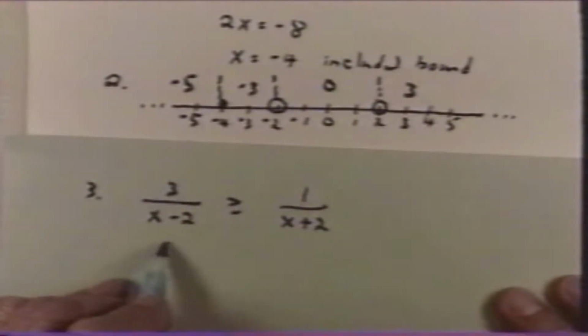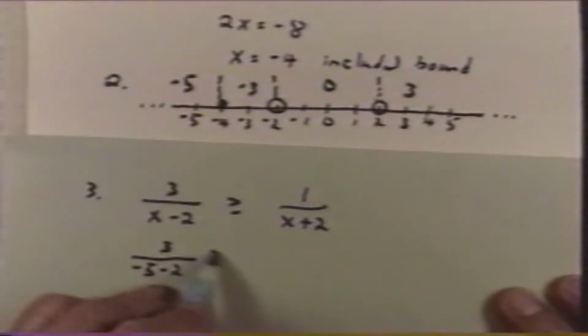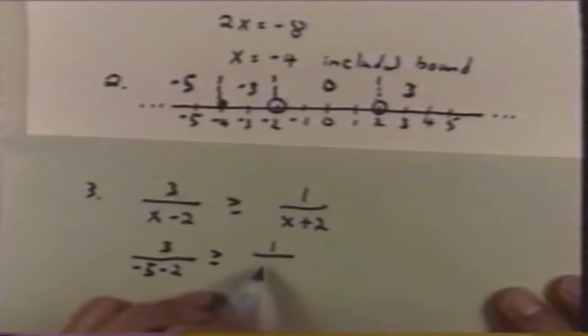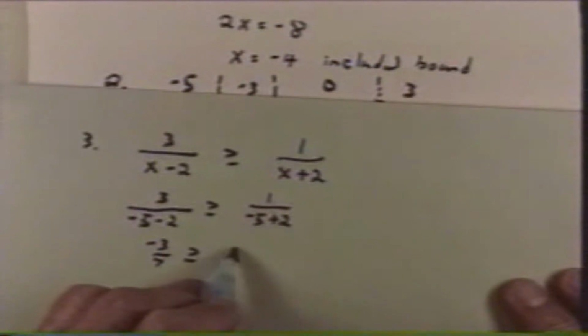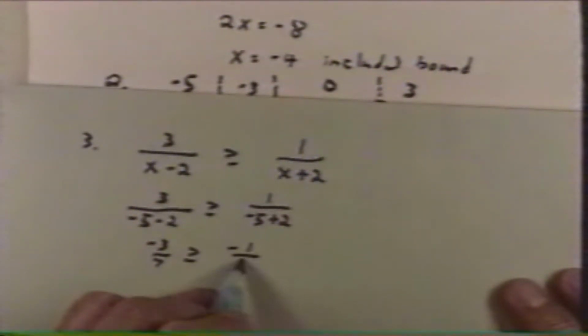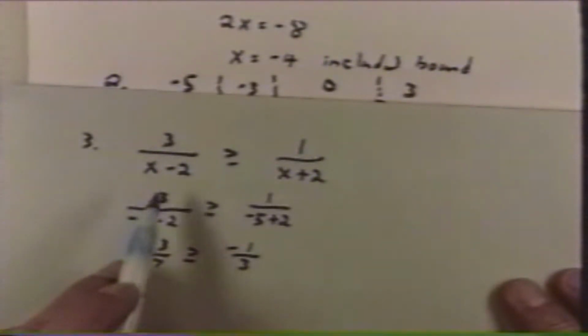Let's check -5. I have 3 over -5 minus 2 greater than or equal to 1 over -5 plus 2. A negative 3/7 is greater than or equal to a negative 1/3. A negative 5 plus a negative 2 is negative 7. 3 divided by negative 7 is a negative 3/7. Negative 5 plus 2 is negative 3. 1 divided by negative 3 is negative 1/3.